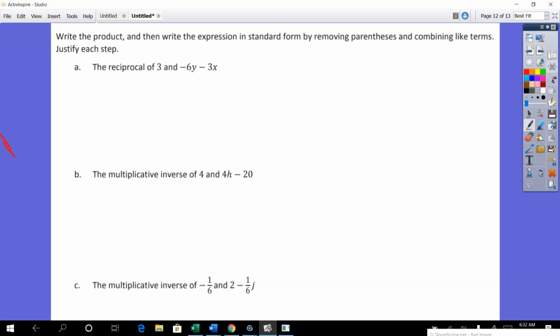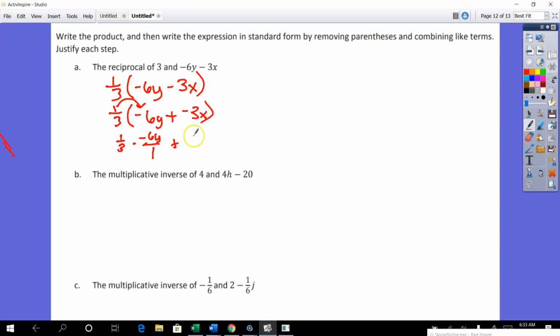Okay, so the reciprocal of 3 is 1/3. And then you're multiplying times negative 6y minus 3x. Okay, so I see subtraction. I'm going to change that to addition. So negative 6y plus a negative 3x. 1/3 times negative 6y plus 1/3 times a negative 3x.